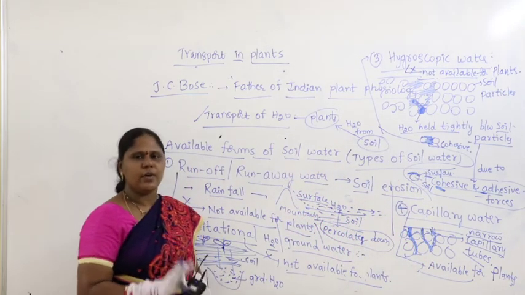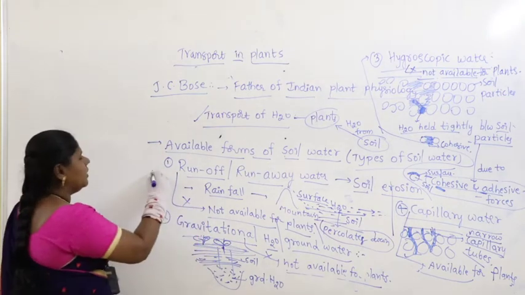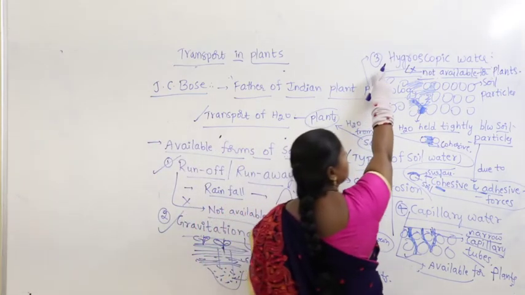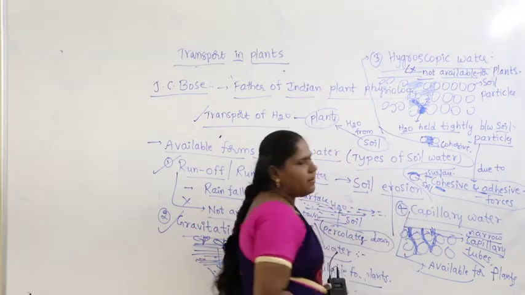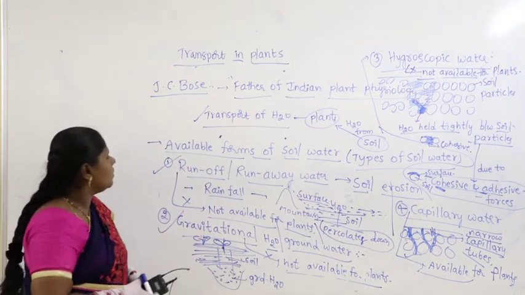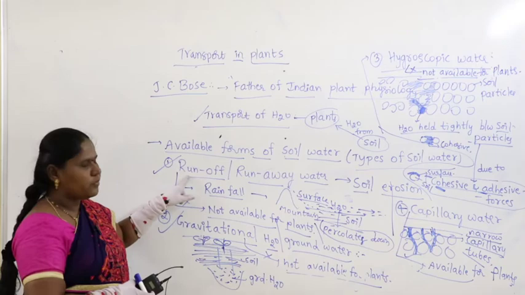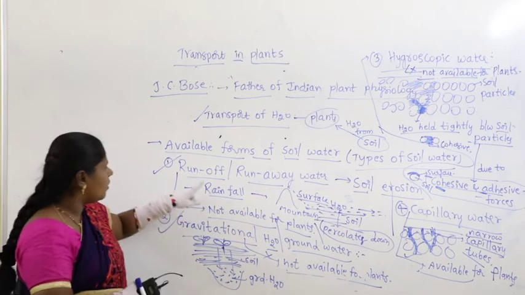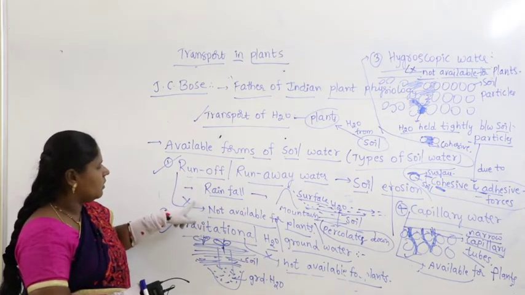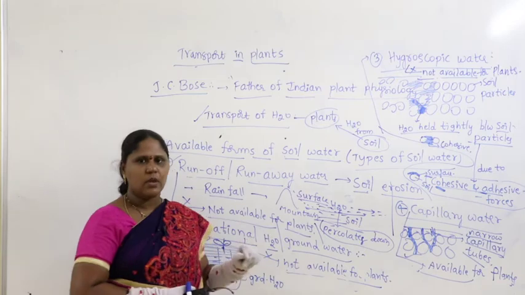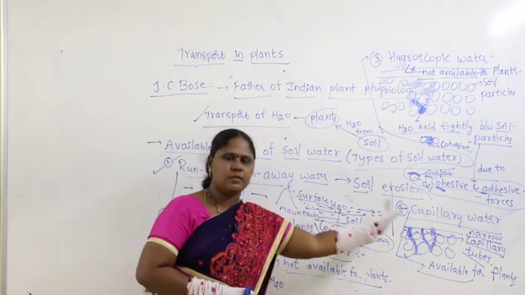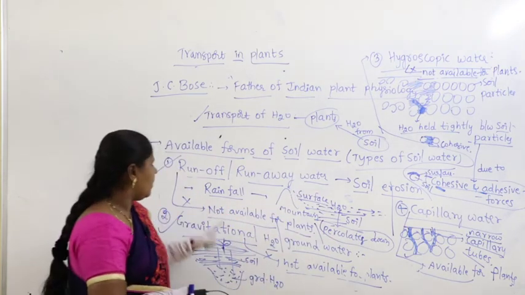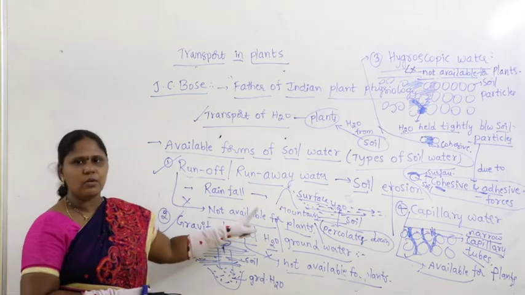So altogether we find four forms of water. What are they? Runoff water, gravitational water or groundwater, third hygroscopic water, and fourth capillary water. What is runoff? You know it very well. Water keeps moving from one place to another. It's called runoff water, and it is not available for plants, because some water keeps moving and other water percolates down.